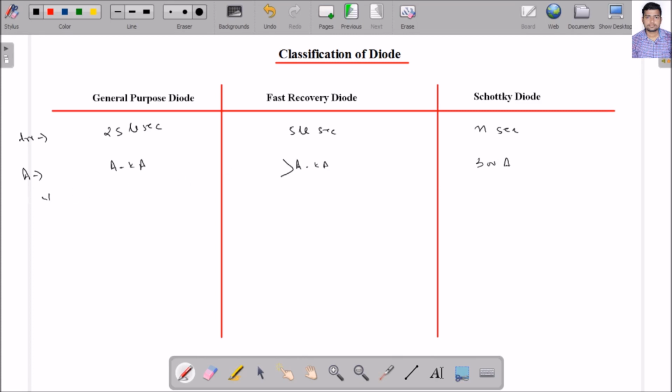Okay, then what is the voltage rating? Here it is in the range of 50 V to 50 kV. Okay, kilovolt. Here the range is around 3 kilovolt, less, and here it is again less, that is 100 volt.